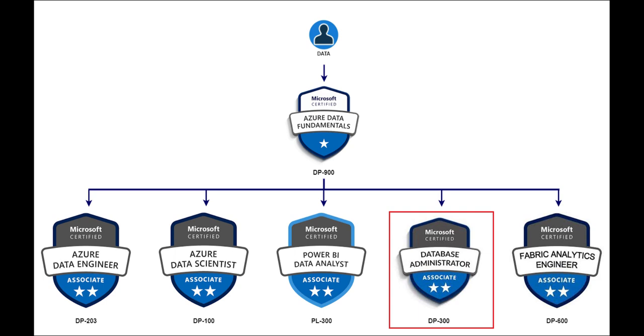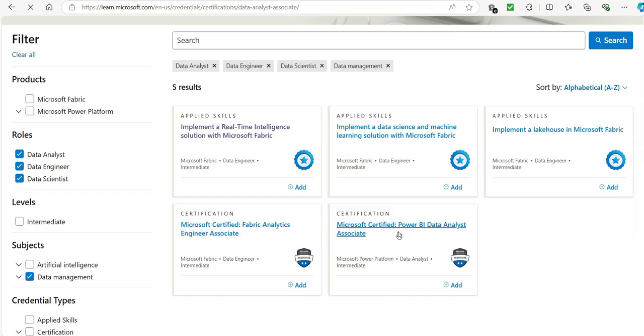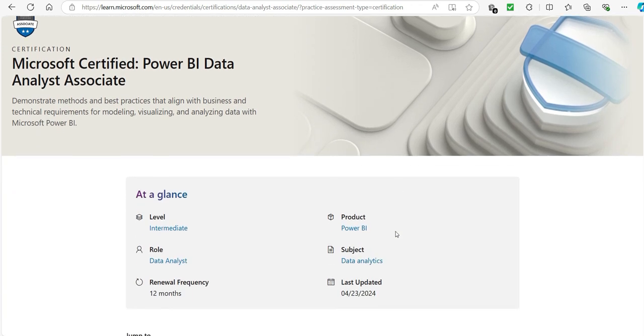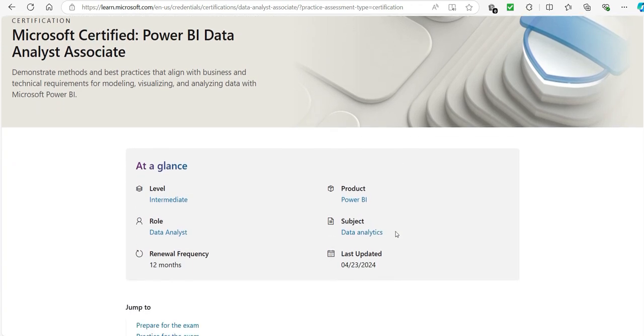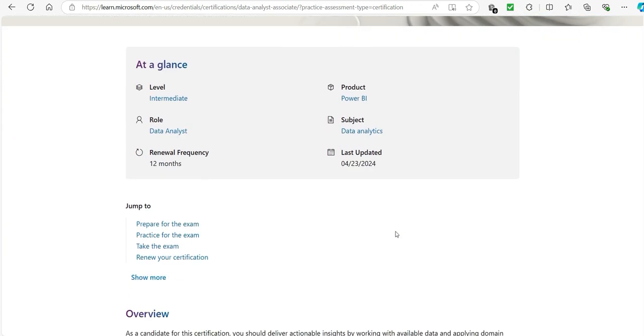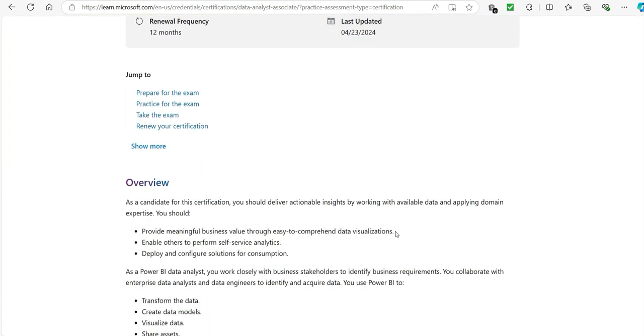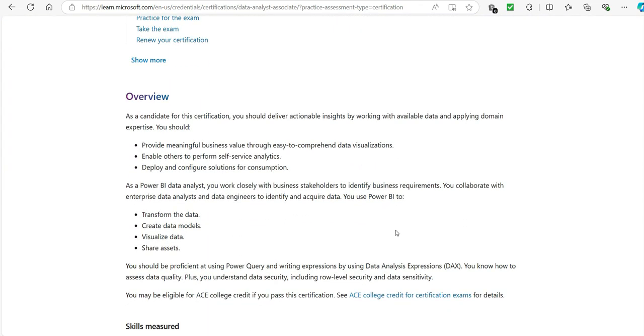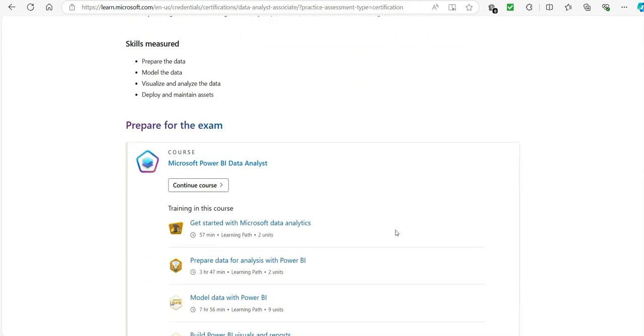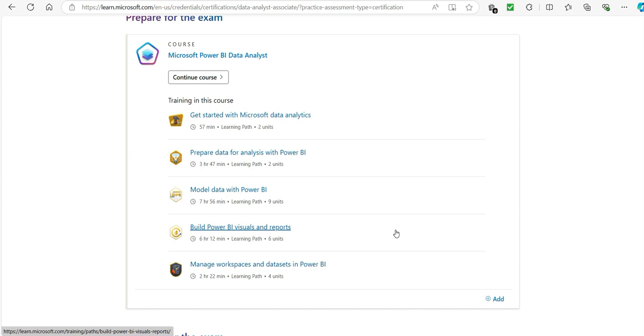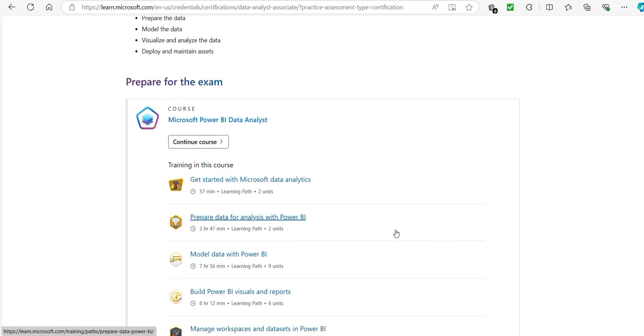Now let's talk about the PL300, Microsoft Power BI Data Analyst Associate, previously known as DA100. As a data analyst, you will be responsible for enabling businesses to maximize the value of their data assets using Power BI. This certification focuses on designing and building scalable data models, cleaning and transforming data, and enabling advanced analytic capabilities.